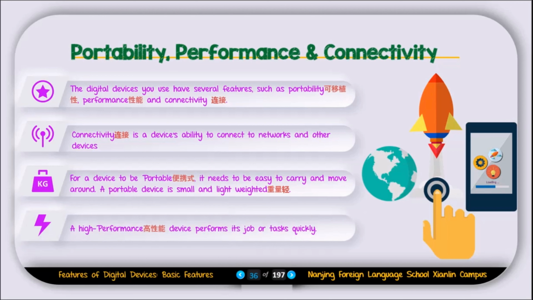A high-performance device performs its job or task quickly. If your device is high-performance, it means it can perform your jobs quickly. For example, if you want to play some game on the phone, it can smoothly play that game. Or if you want to open some software, for example, Photoshop, it can run Photoshop very smoothly.